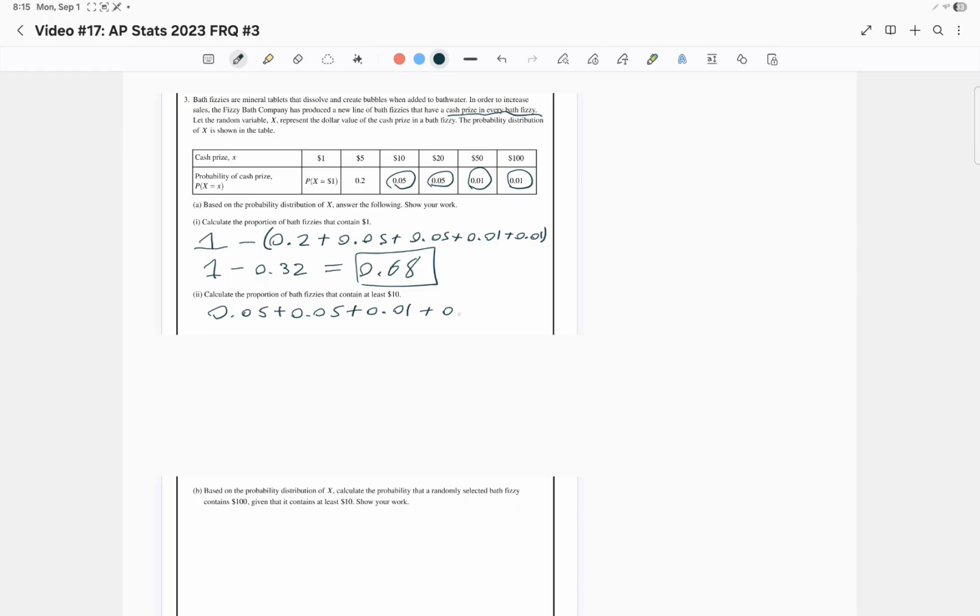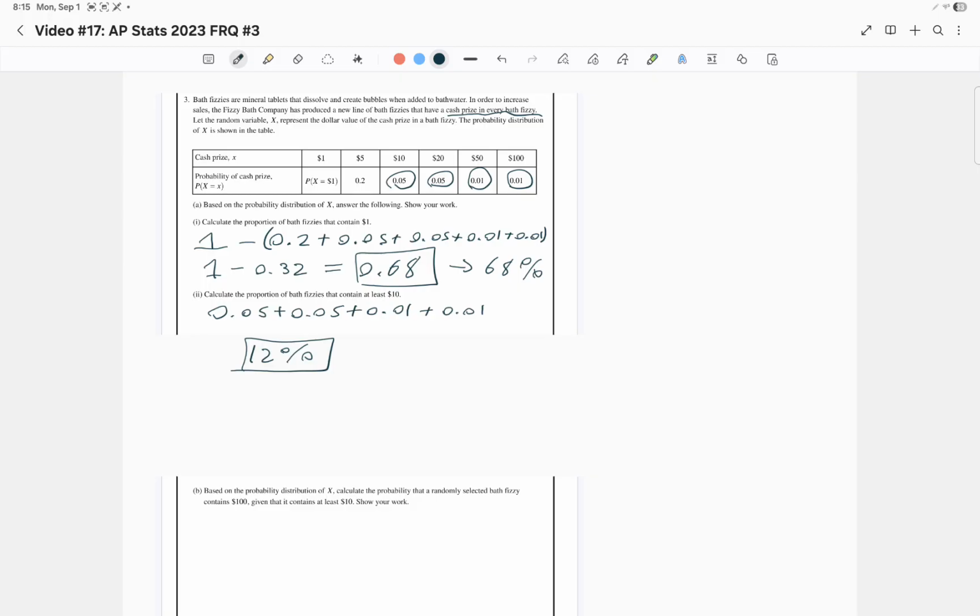Plus 0.01. You could also say 68% of bath fizzies will contain $1. But I don't think that puts your odds any better. So you get 12% for part I. I'm going to write it as a percent for that one, but so that's the proportion of bath fizzies: 12% contain at least $10.